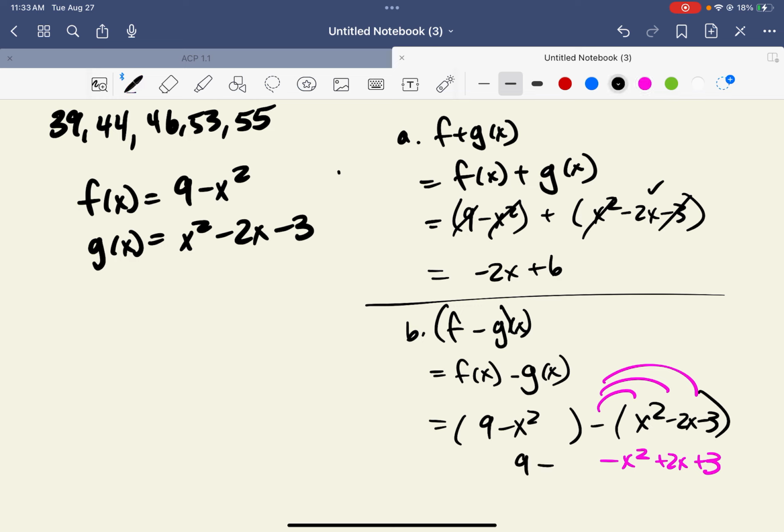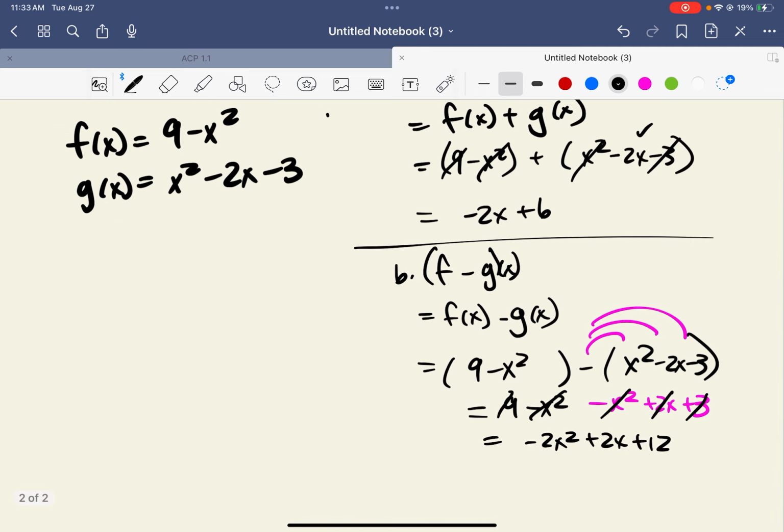But we still have 9 minus x squared right here. So these give you negative 2x squared. This gives you plus 2x. And 9, 10, 11, 12 gives you plus 12. So that would be a function, right?